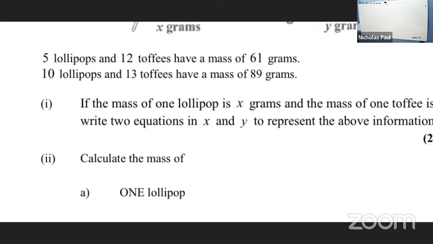You all recognize that you can't use substitution here? I mean, you could, but you would have hard values. Right? So let's check out your equation. x is lollipops, right? So 5x plus 12y is 61. That's okay? Yeah? First one okay? What's the next one? 10x plus 13y is 89. You okay with that? Right. Why is it we can't do substitution here?